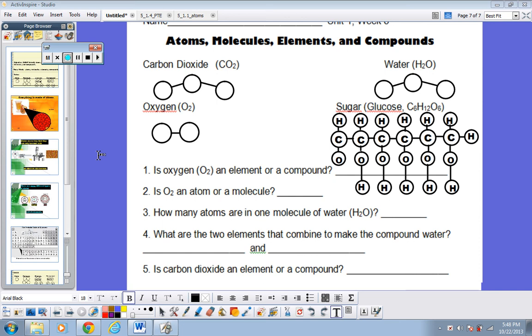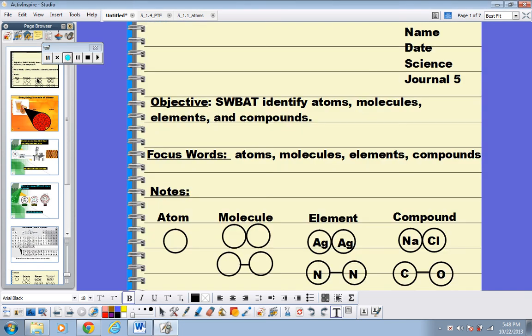Hello, fifth graders. Today we are learning this objective. Students will be able to identify atoms, molecules, elements, and compounds. And our focus words are going to be atoms, molecules, elements, and compounds.